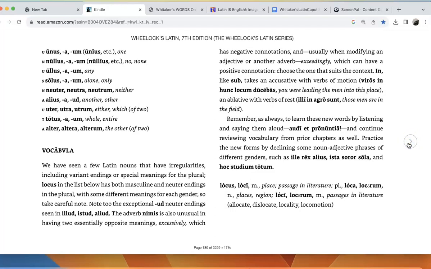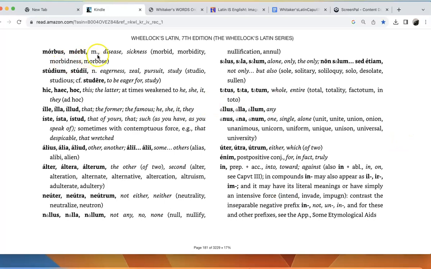All right, so we're going to go ahead and move forward to the vocabulary, which you want to learn. Here we have locus, loci, which means place or passage, and morbus, morbi, disease, sickness. Again, words in parentheses, those are words in English that are derived or come from the Latin word.